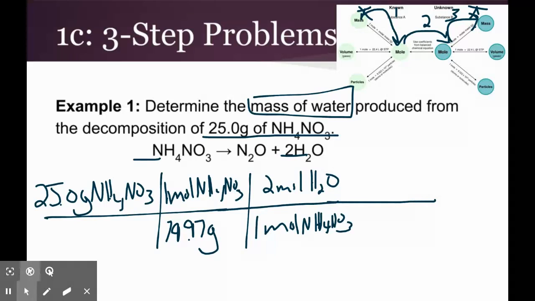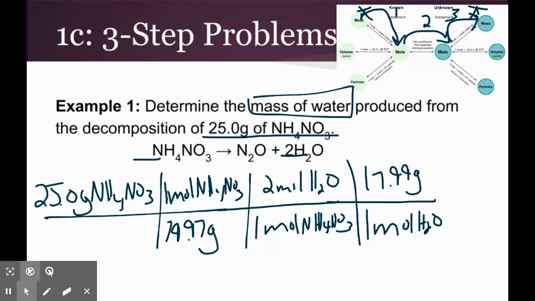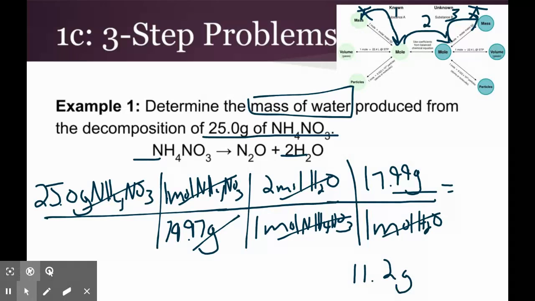Now we want to go from moles of water to grams of water. So we're going to use the molar mass of water. So grams of NH4NO3 cancels out, moles of NH4NO3 cancels out, and moles of water cancels out, and we're left with grams of water, which is what we want. The answer is 11.2 grams of H2O, because you need to do 25 times 2 times 17.99 divided by 79.97.